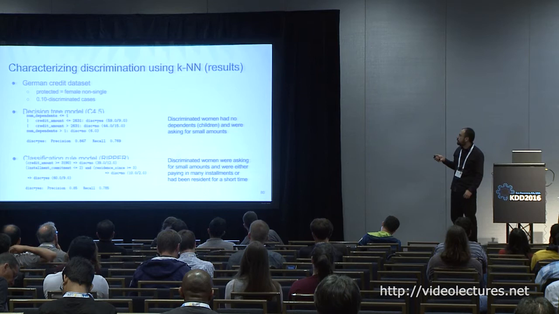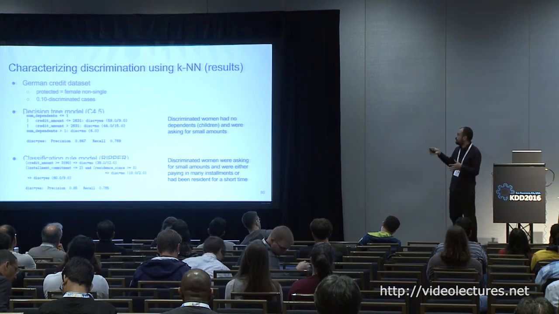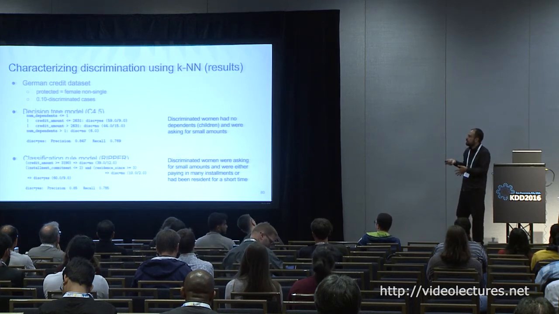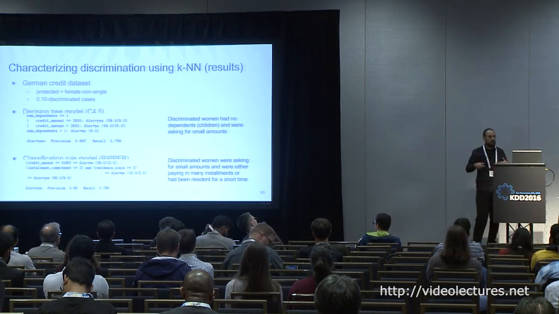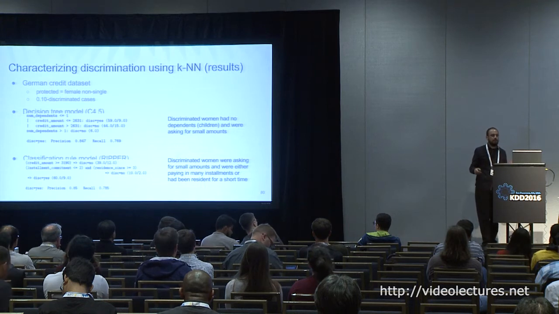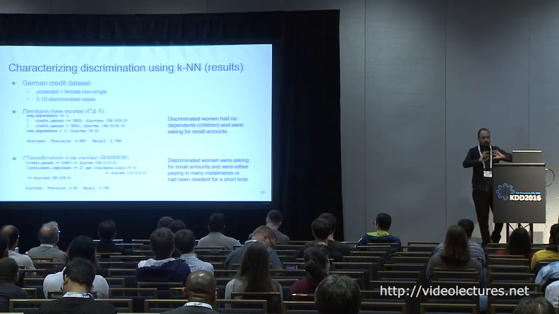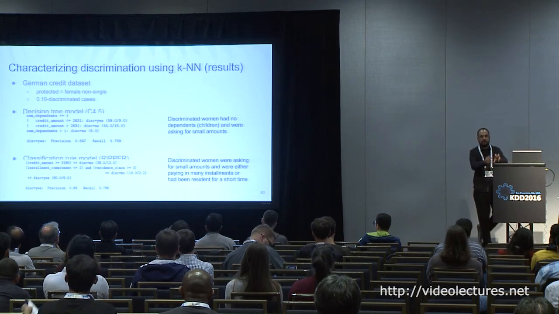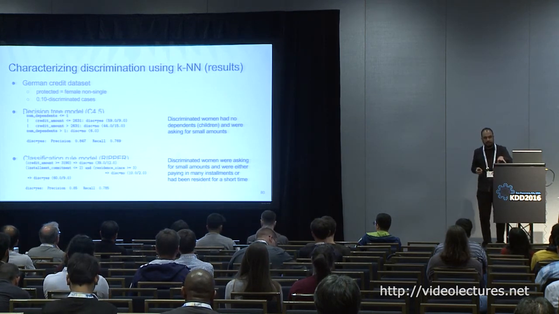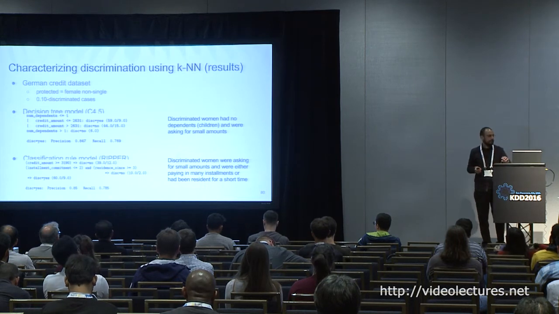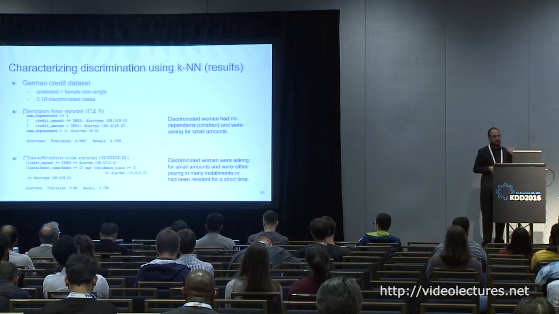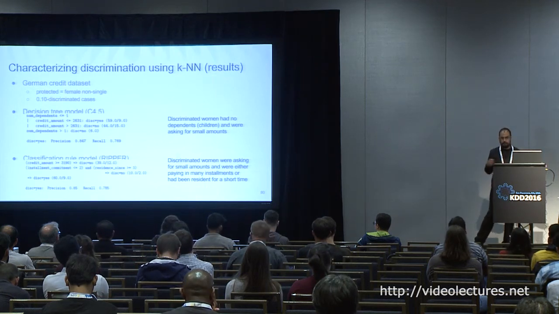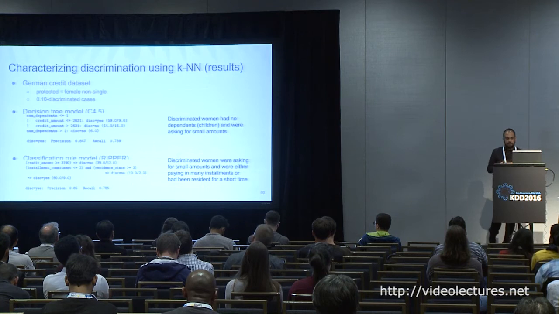So for instance, here you find some explanation, and you say actually the discriminated women had no children or dependents, and were asking for small loans. So you're going, in a way, deeper into how this discrimination is expressed in these decisions, right? On the bottom you use a different classification rule mining method. For the purposes of the algorithm, it doesn't matter which method you use.